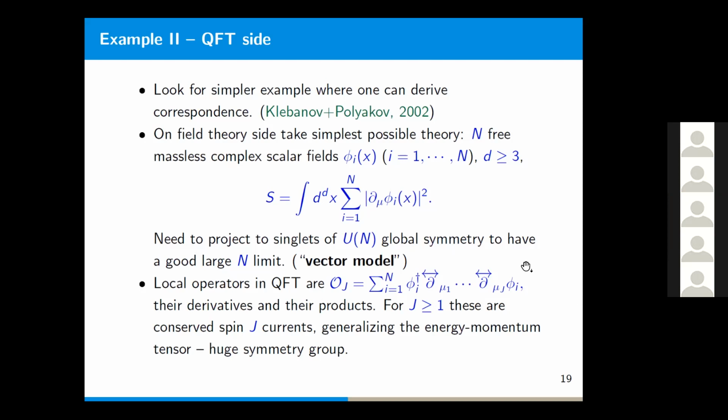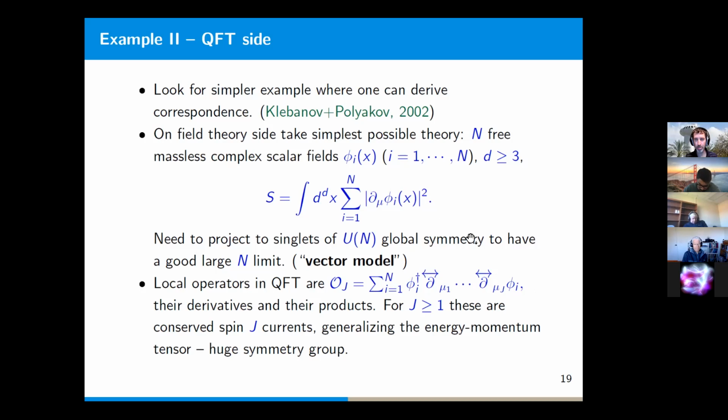And it turns out that we can construct spin J operators by taking these derivatives in an appropriate way. And in fact, the full list of U(N) invariant local operators in this field theory is just these spin J operators O_J, their derivatives, and the products of these states and their derivatives. So that turns out to be the full list of local operators in this theory.